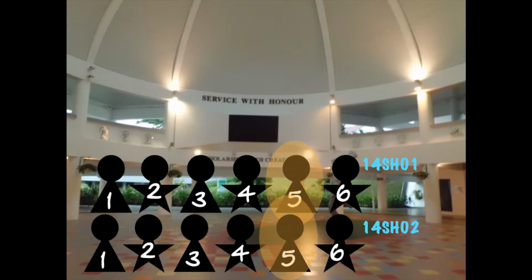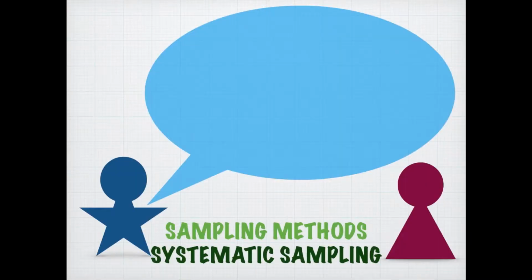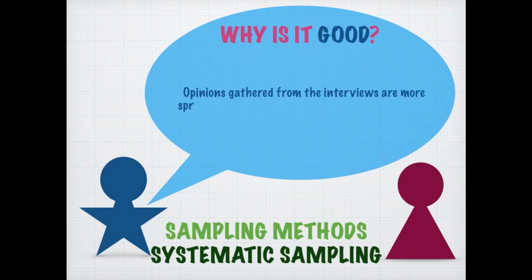Then we randomly select a number, for example, 5. So the fifth person from 14SH01, 14SH02, 14SH03, etc. goes for the interview. We have to make sure that the number chosen is random though, and systematic sampling can only be used when the population is homogeneous. And again, the school's name list and population number should always be updated. The good point about this is that opinions gathered from the interviews are more spread out across the population.